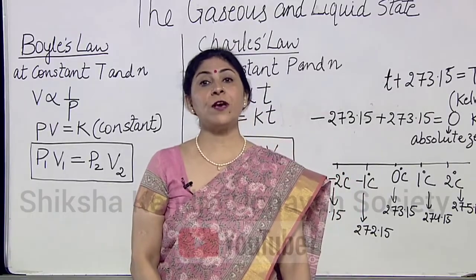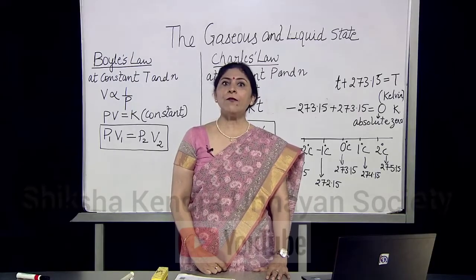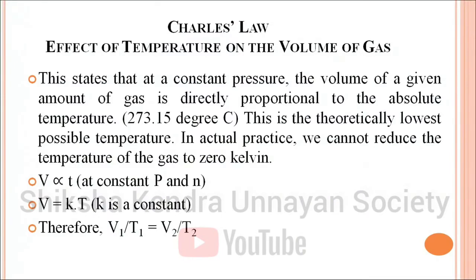Now we move on to Charles' law. This is the effect of temperature on the volume of gas. This states that at constant pressure, the volume of a given amount of gas is directly proportional to its absolute temperature, that is, minus 273.15 degrees Celsius. This is the theoretically lowest possible temperature. In actual practice, we cannot reduce the temperature of the gas to 0 Kelvin.